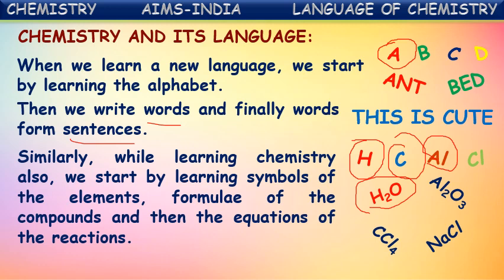First we should know what is the symbol, and then the element name. Suppose we take one example, sodium. What is the symbol of sodium? How to represent it, how to write the formula, how to write the equations based on that, and then the reactions. All these are the particular series to learn chemistry. So what is that language of chemistry? Now we are going to learn.